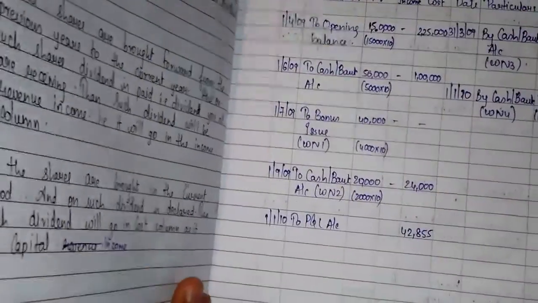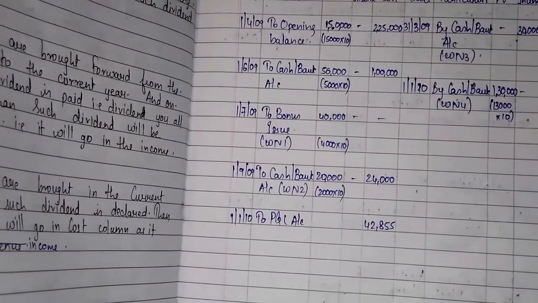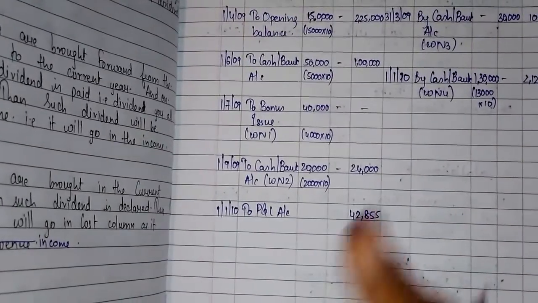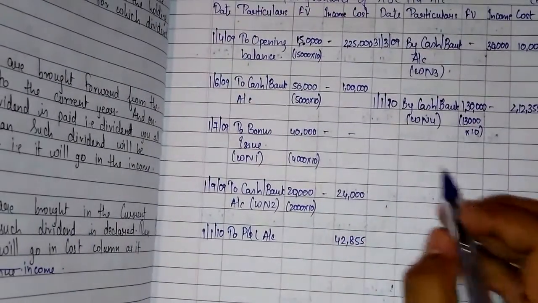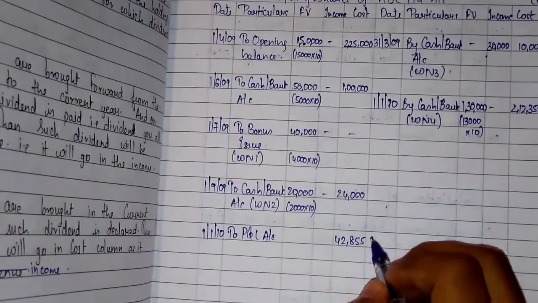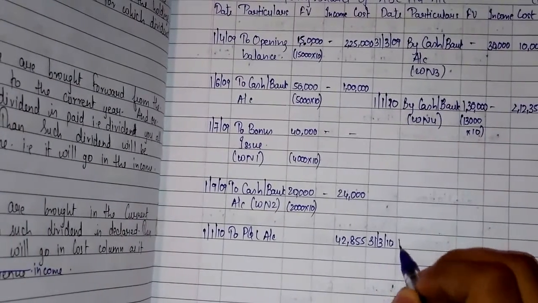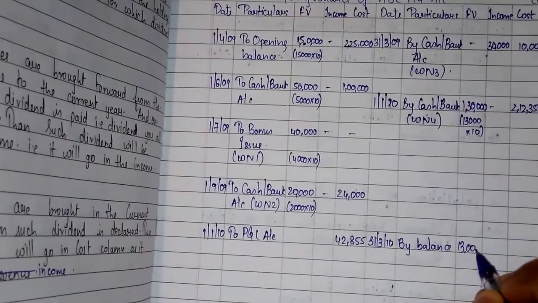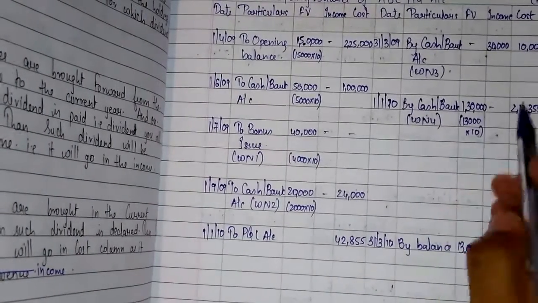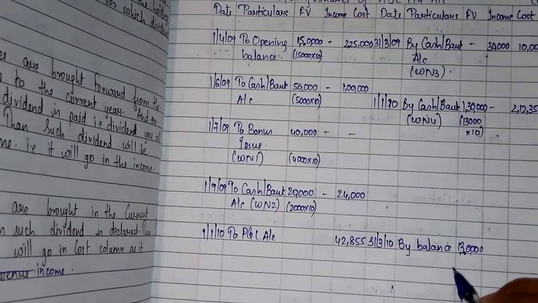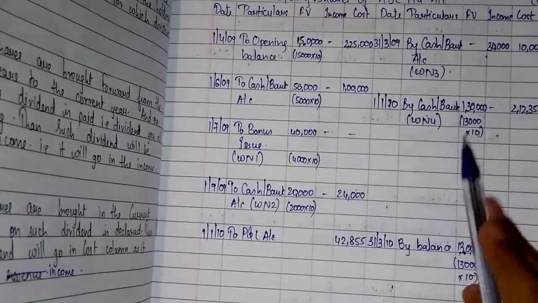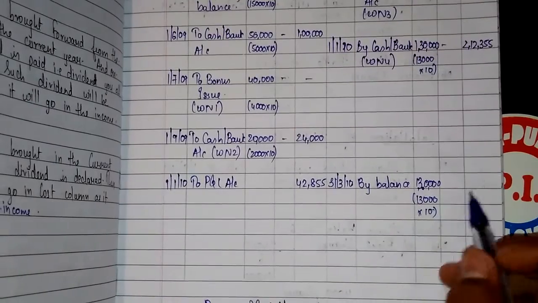Now what is remaining? Now we just simply need to close the account. Okay, so let's see. We'll get a closing on this side, 31,310 by balance 13,000. We know we have sold 13,000. So we'll write 1,30,000 over here, 13,000 into 10. We have sold 13,000 out of 26,000.